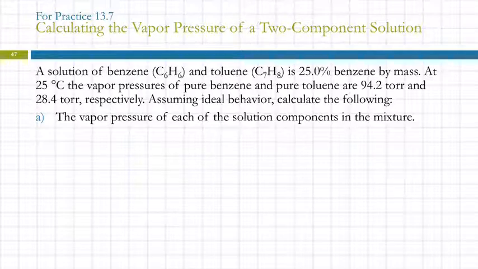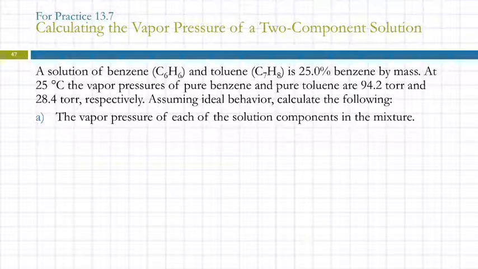Okay, this one's a bit of a bear. Calculating the vapor pressure of a two-component solution. Here we have benzene and toluene. These are both volatile liquids. It's 25% benzene by mass, and we're given the vapor pressures of pure benzene and pure toluene. We're asked to calculate the vapor pressure of each of the components in the mixture. So I'm going to call benzene B and toluene T.